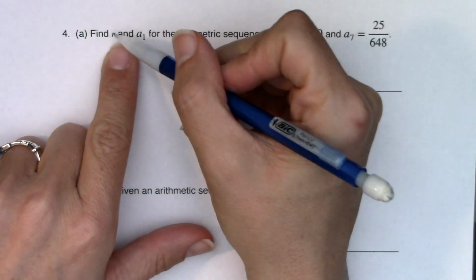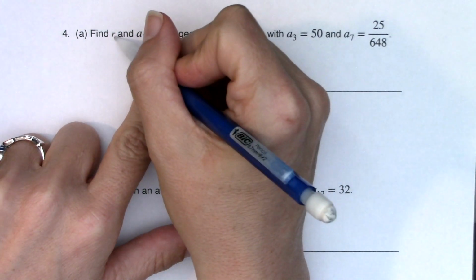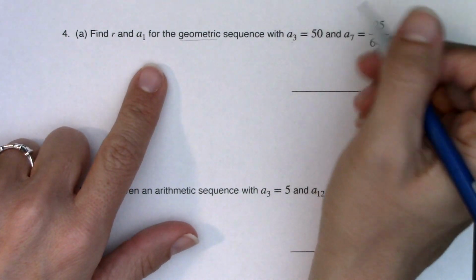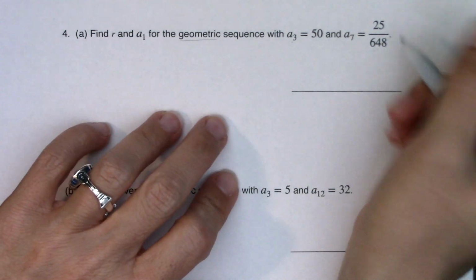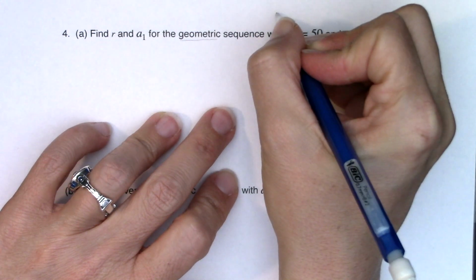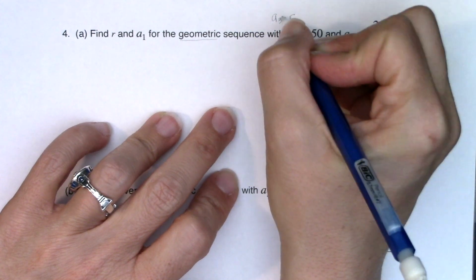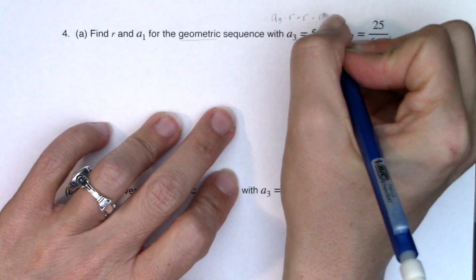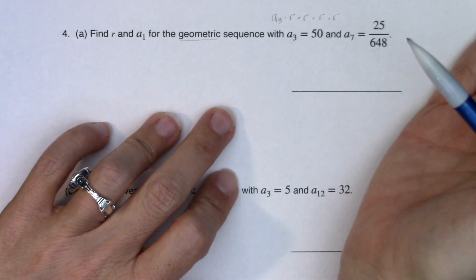So this is saying find R, find that common ratio, and A sub 1 for a geometric sequence. This is key. Once we know it's geometric, we do know there's an R, and there's always an A1, but there's a ratio involved. They tell us A sub 3 is 50 and A sub 7 is this ugly fraction of 25 over 648. And keep in mind, if I wanted to go from A sub 3 and get to A sub 7, I would multiply by that ratio. That would get me to A sub 4. If I did another R, that's A sub 5, A sub 6, A sub 7, right? So if I want to go from term to term, I keep multiplying by R.